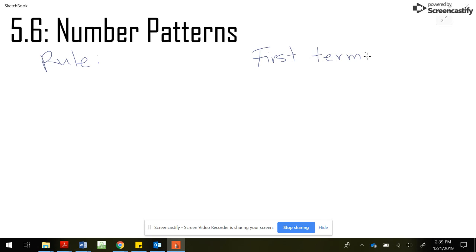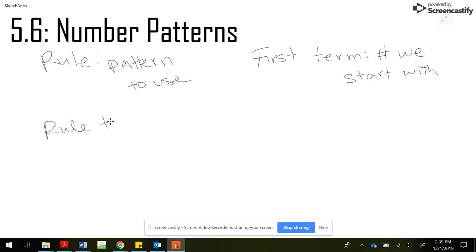Now, all that a first term means is the number we start with. And the rule is just what pattern you'll apply. So for example, they might say your rule is to add 2. And the first term is 5. And usually they'll say write the next 5 or the next 12 numbers.